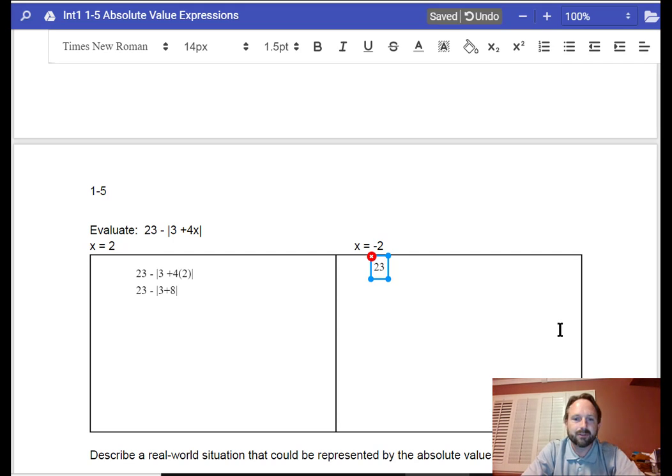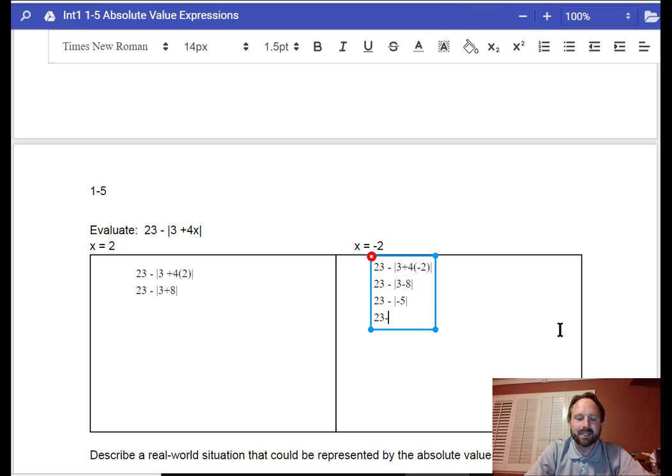We would just input our information just like before, but there are going to be some slight variations. For example, instead of 2 that we're substituting in, we're substituting negative 2. So we get 23 minus the absolute value of 3. 4 times negative 2 is negative 8. And so we already see our change. We get 23 minus the absolute value of negative 5. The absolute value of negative 5 is 5. Now it's still minus because the minus is outside the absolute value. So 23 minus 5 is 18.